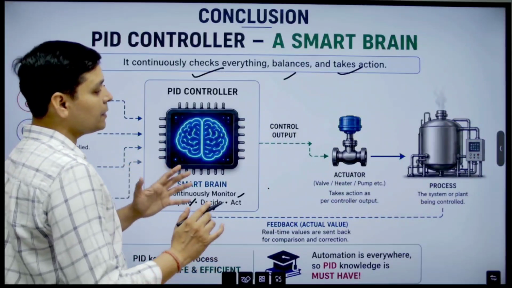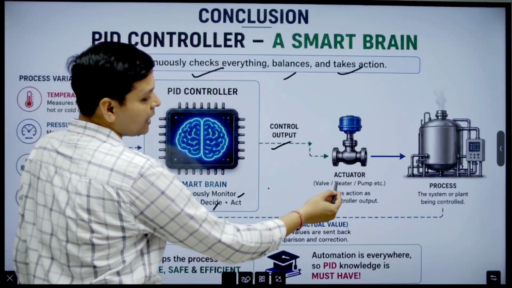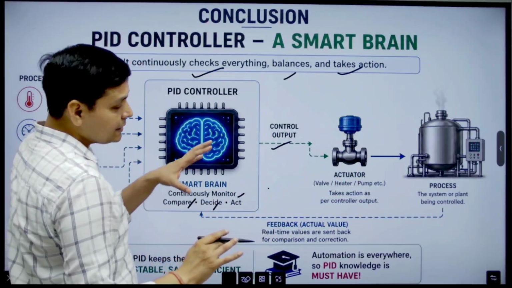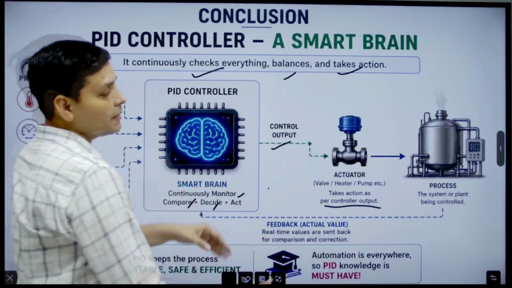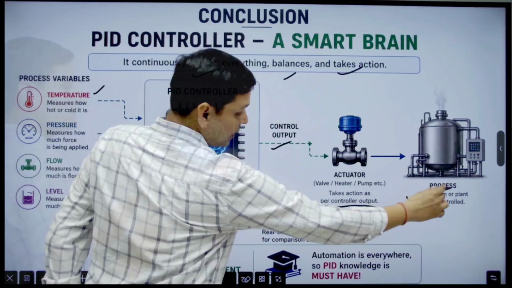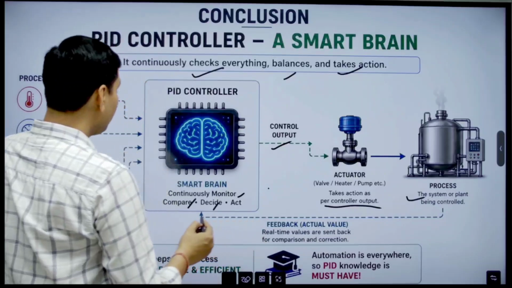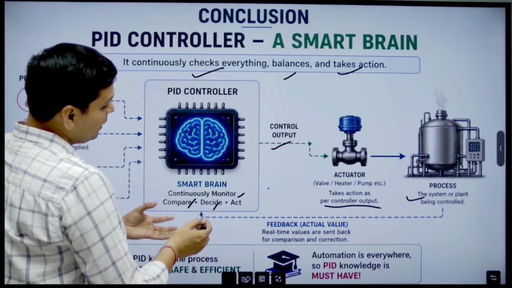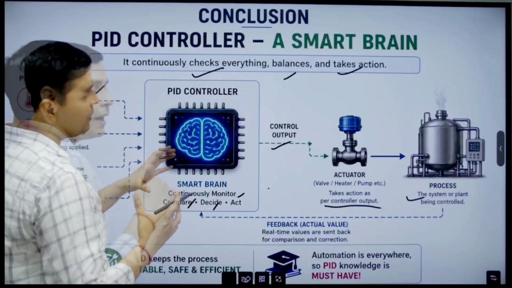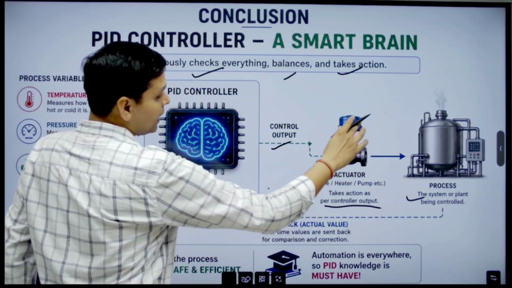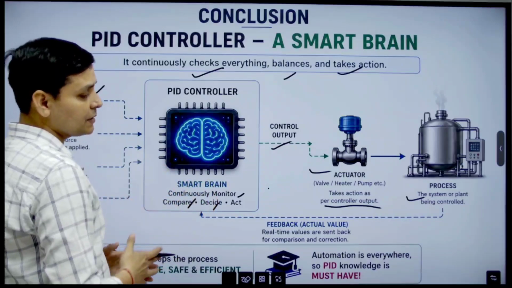Look friends, the PID controller output is given to an actuator. This actuator may be a valve, heater, pump, etc. This actuator takes action as per the controller output, and then the system or plant is controlled. Then the feedback value of the process variable is given to the PID controller again. The PID controller again compares these values and again gives output to the actuator. So this process is a continuous cycle.